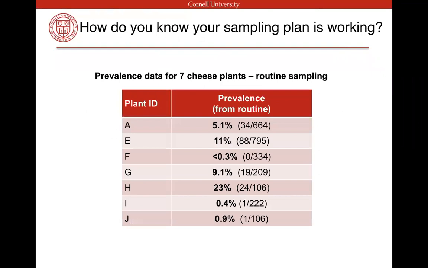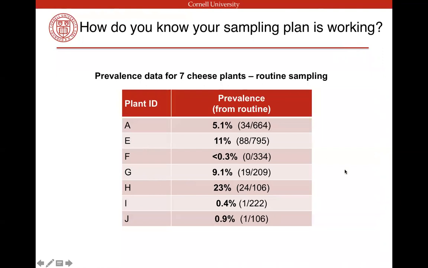Finally, I want to talk to you about how you might check to see if your sampling plan is working. So here's an example of research from 7 different cheese plants where we did routine sampling. And so you can see the prevalence from several months of sampling. And so if I were to just look at this based on the prevalence, I think I would want to eat at facility F or facility I, or even facility J, because they look like they've got the lowest prevalence. And I think I would be most worried about eating cheese from facility H, G, and E, for example.